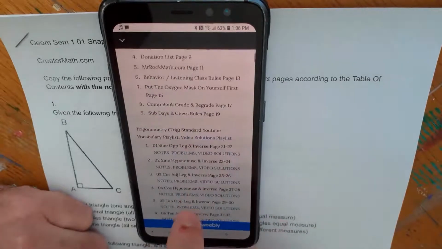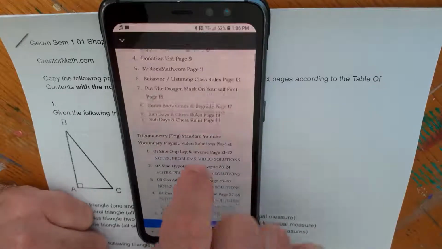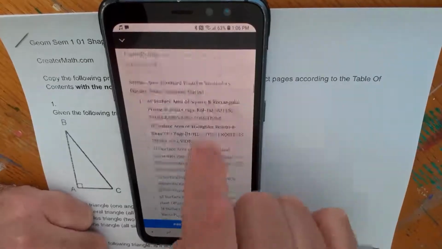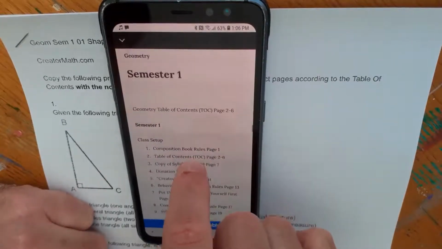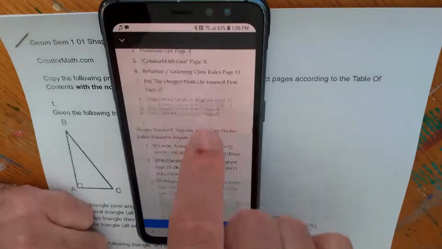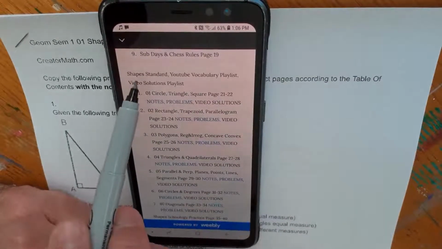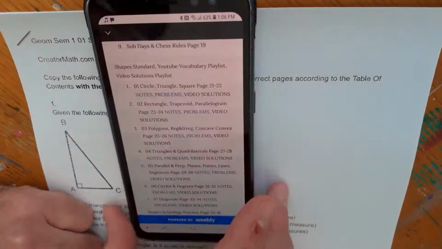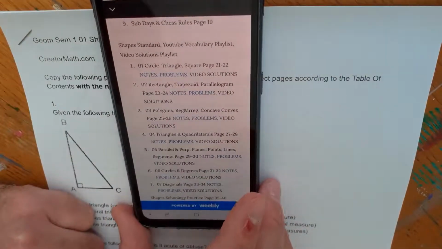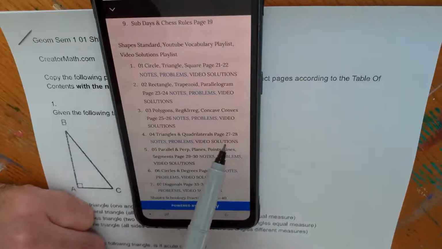We are in semester 1 on this one. Let's scroll down to that. Semester 2 happens to be up top now; 1 may be up top by the time you look. Let's scroll down to the right. Here's shapes we're in, and here's number 4. So in shapes, number 4 is triangles and quadrilaterals. Here's the pages in your comp book where these notes go.